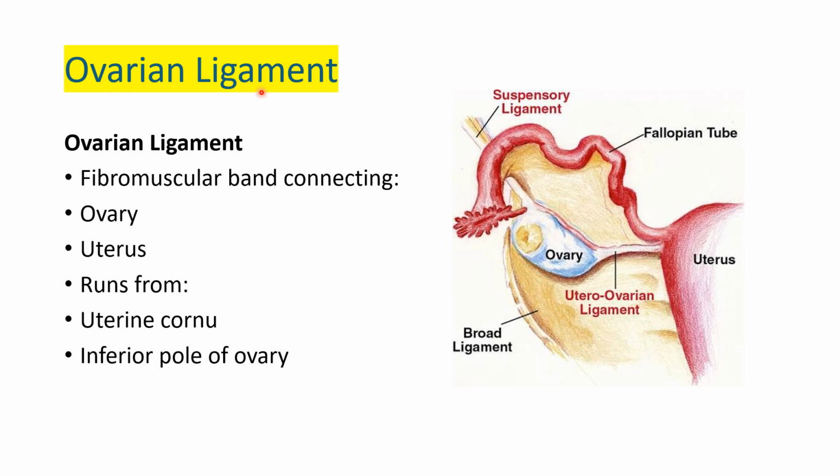So the ovarian ligament, the utero-ovarian ligament. You see there it is, attaching the ovary to the uterus. It's a fibromuscular band connecting the ovary to the uterus, running from the uterine cornu to the inferior pole of the ovary. That's where it runs from the uterine cornu into the lower pole of the ovary. This is the upper pole of the ovary, the lower pole of the ovary. So you've got the utero-ovarian ligament there that is holding the ovary in place.